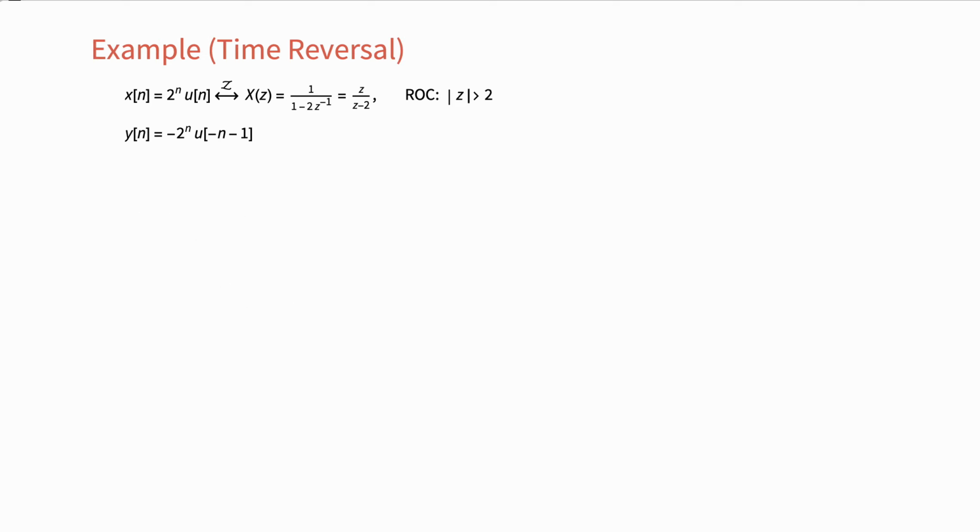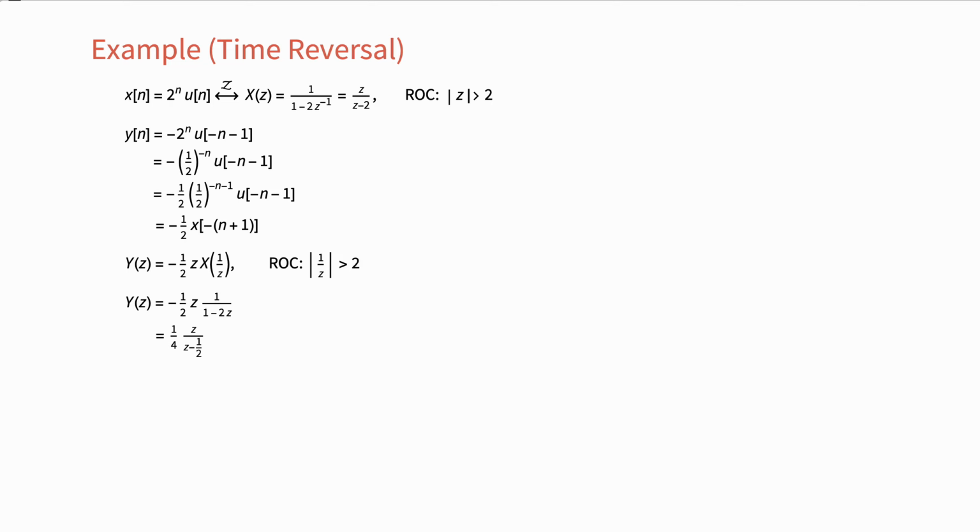Let's see an example. Given the transform pair x of n equals 2 to the power n u of n and its z transform with the ROC shown here, use the time shift and the time reversal theorem to obtain the z transform of the new sequence shown here, the left-sided exponential sequence y of n.